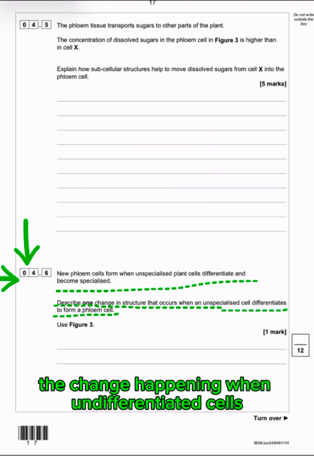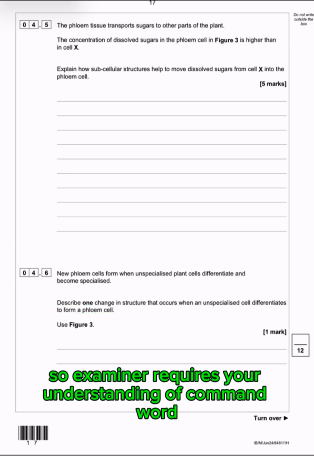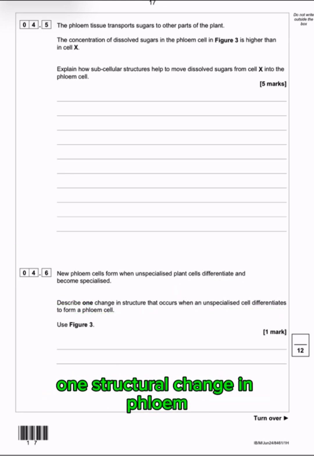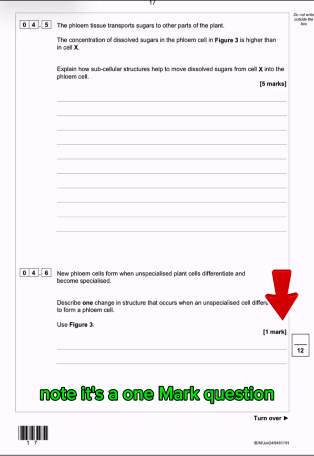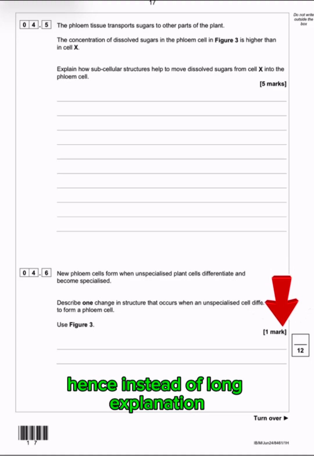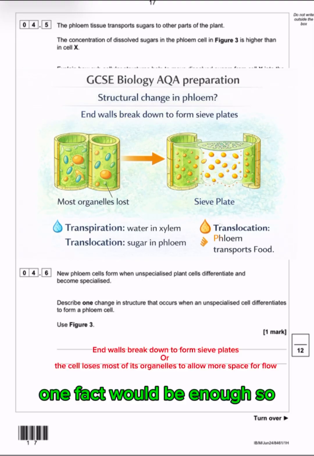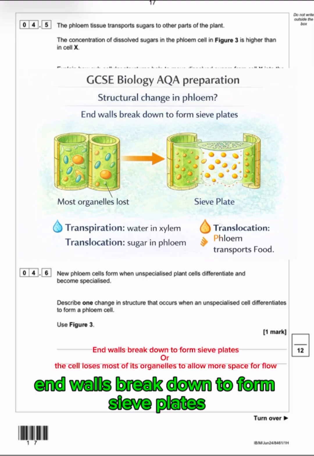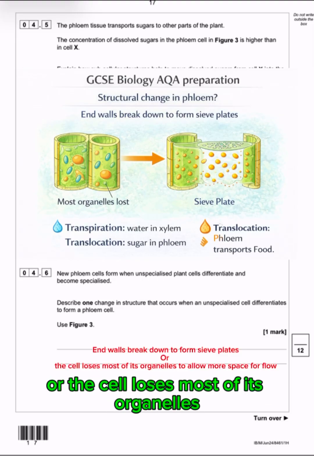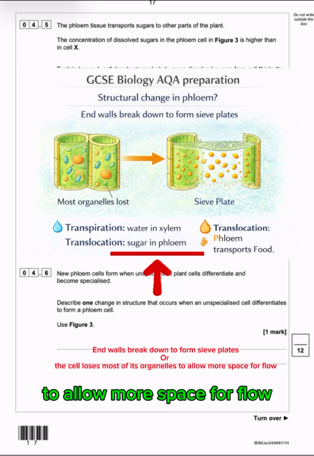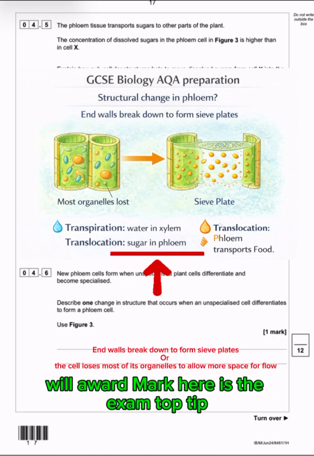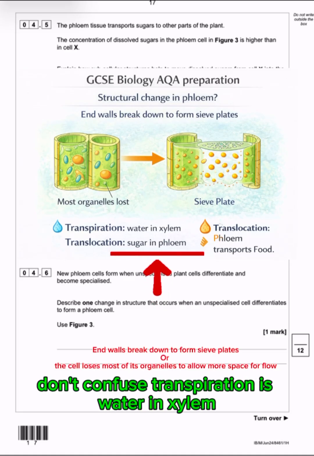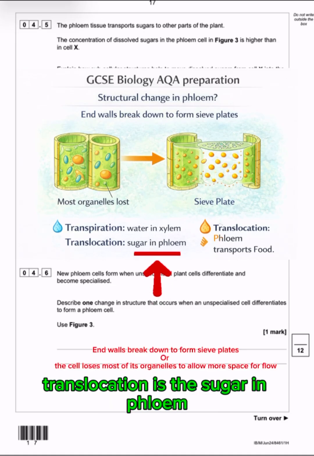Part 4.6 asks about the change happening when undifferentiated cells become phloem cells. It requires your understanding of the command word describe, asking for one structural change in phloem. Note it's a 1 mark question, hence instead of a long explanation, 1 fact is enough. The answer would be that end walls break down to form sieve plates, or the cell loses most of its organelles to allow more space for flow. Either will award the mark. Here is the exam top tip. Don't confuse: transpiration is water in xylem, translocation is sugar in phloem.